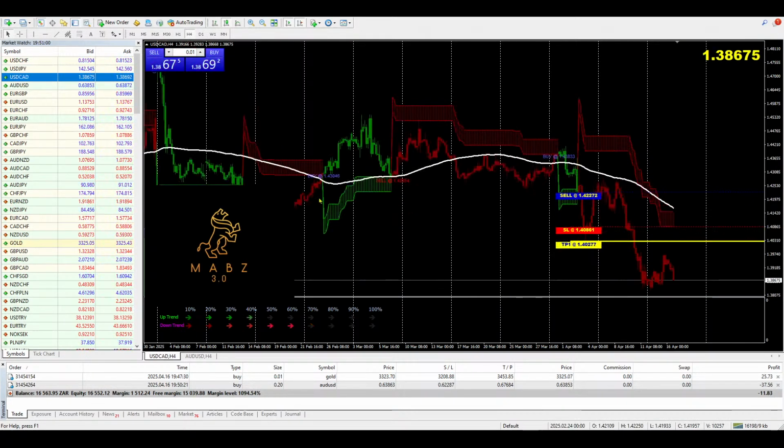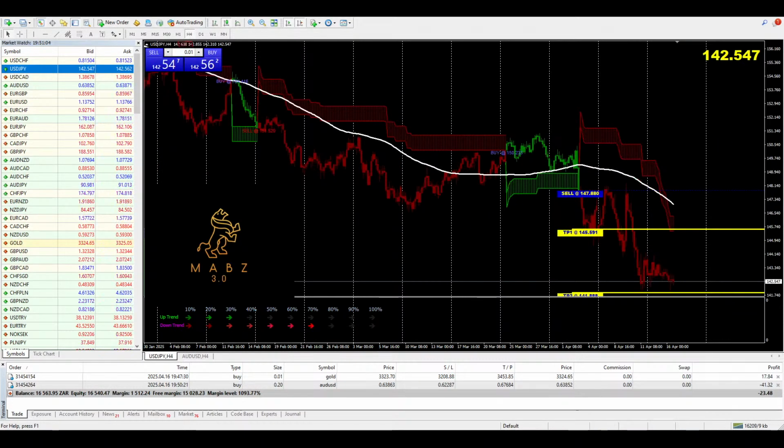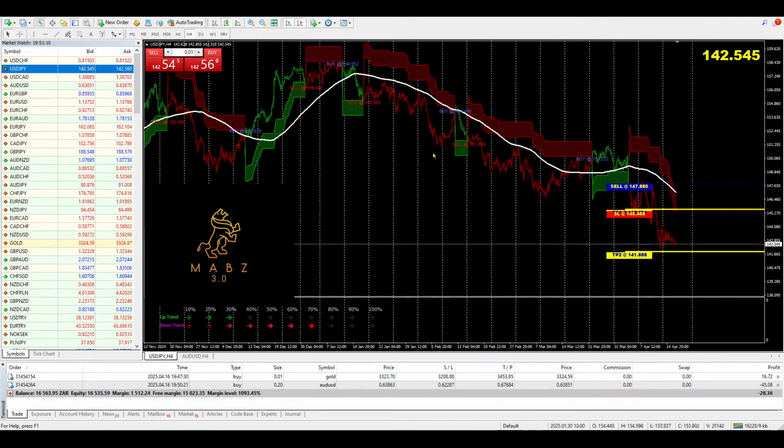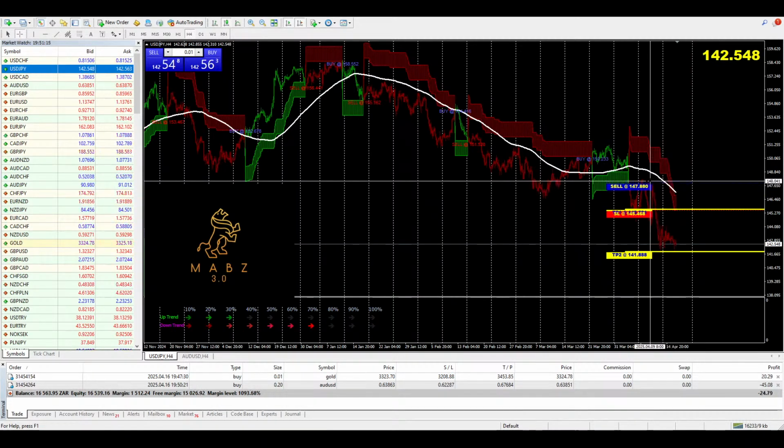So let's see. USD JPY, guys. You guys can see USD JPY. The price is underneath the moving average. It's underneath the white line.